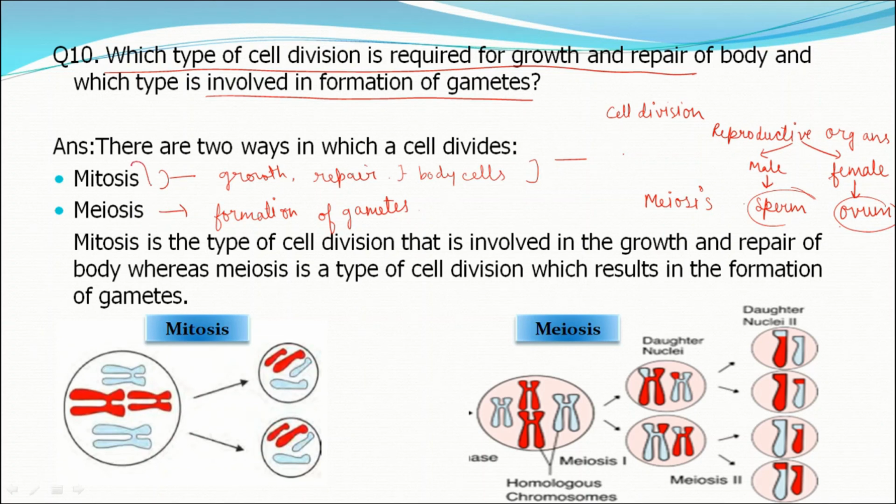So these are the two different types of cell division. For growth and repair of damaged cells, mitosis occurs, and for the formation of gametes, meiosis is involved.